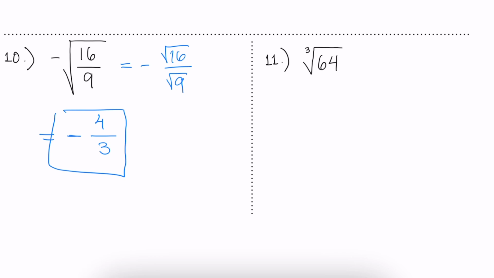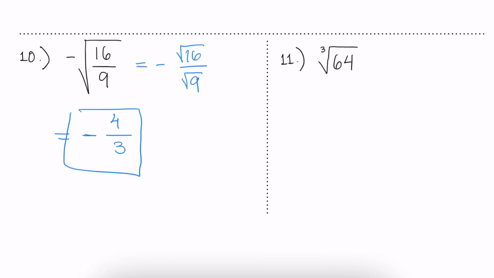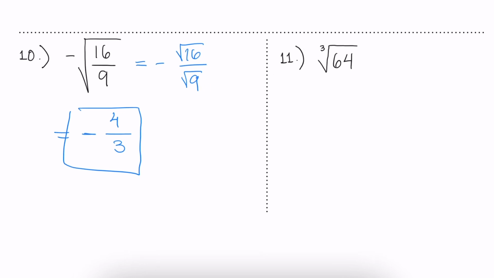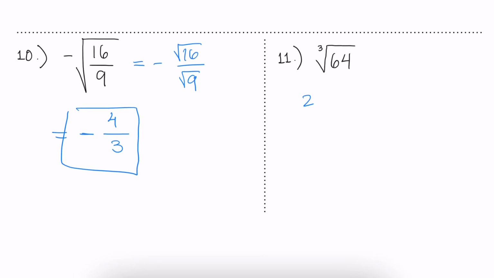Now the cube root of 64, if you don't already know this off the top of your head, that's okay. You can still try out some numbers. We know it's not 1 cubed because 1 cubed is just 1. 2 cubed, 2 times 2 times 2, that's 8. 3 cubed, 27, still no. 4 cubed, that's 16 times 4, which is 64. So that's our correct answer.